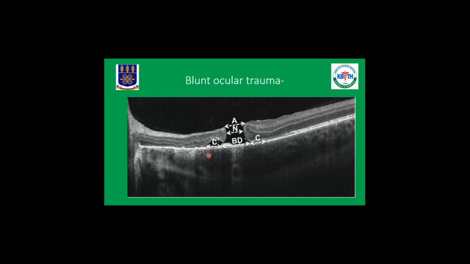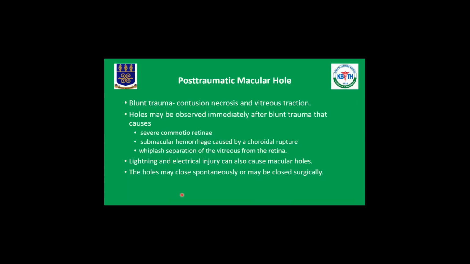But by and large, as mentioned in the earlier presentation, the size of the hole is an important determinant. For example, small holes, that is less than 250 micron, readily close with surgery compared to very large holes of more than 1,000 micron in size. So blunt trauma can cause contusion, necrosis, and vitreous traction that can lead to hole formation.